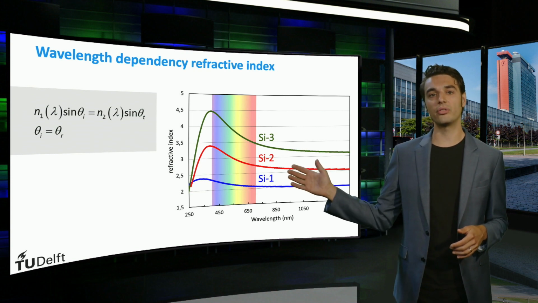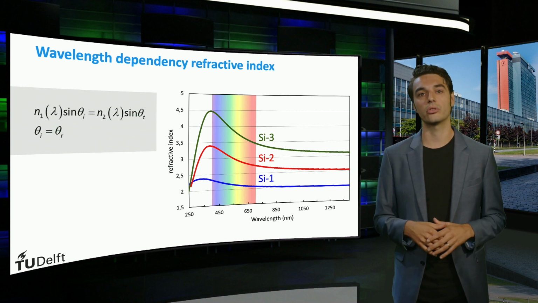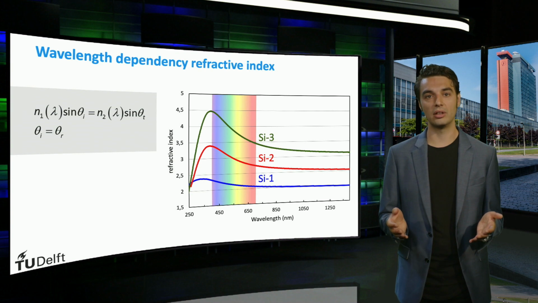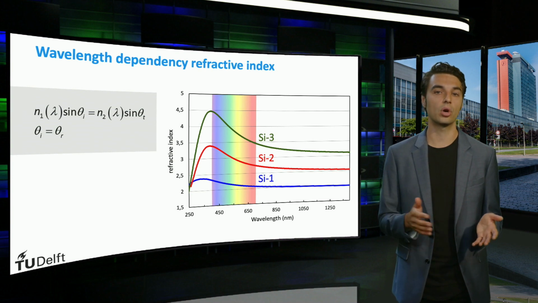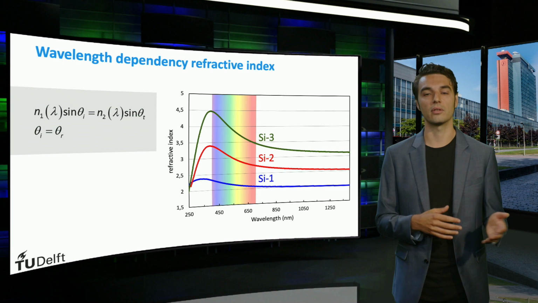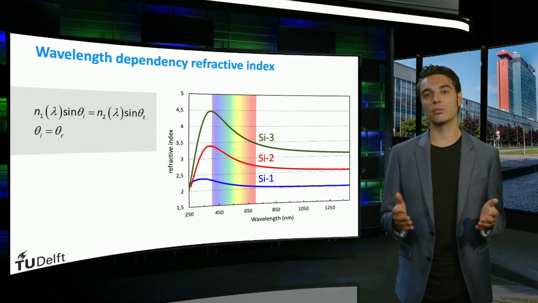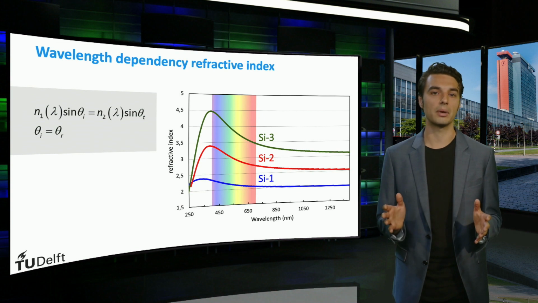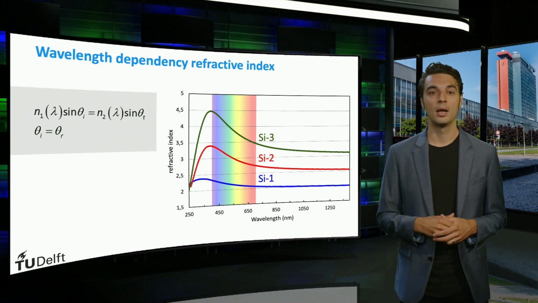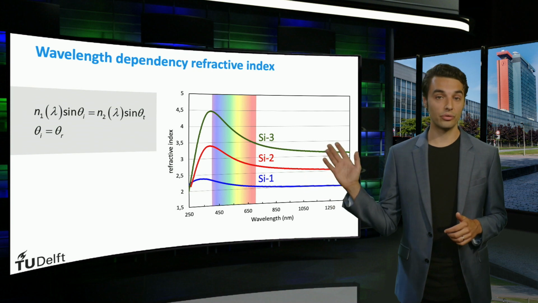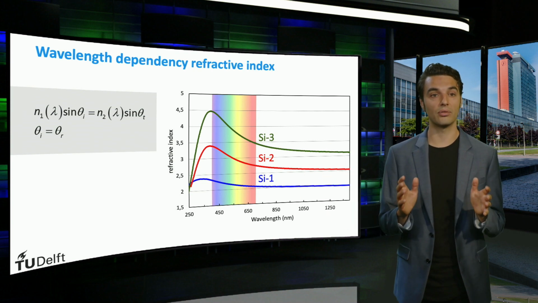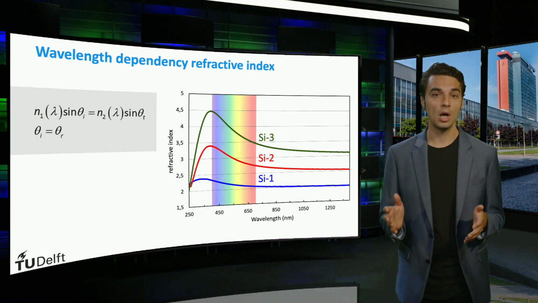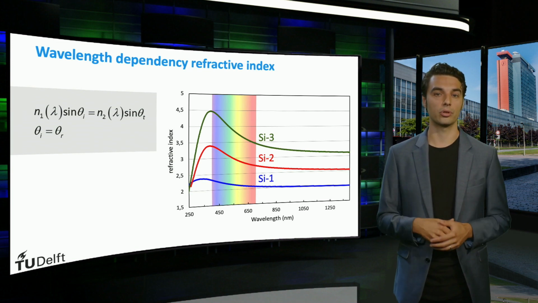This graph shows the refractive index of several silicon alloys as a function of the wavelength. The visible spectrum ranges from violet light with a wavelength of around 400 nanometers to red light around 700 nanometers. We can see that the refractive index of the silicon alloy 1 only shows a small wavelength dependence in the visible region. The refractive index of the green silicon alloy 3, on the other hand, is strongly wavelength dependent. This means that light entering silicon alloy 3 will show a relatively high level of dispersion.